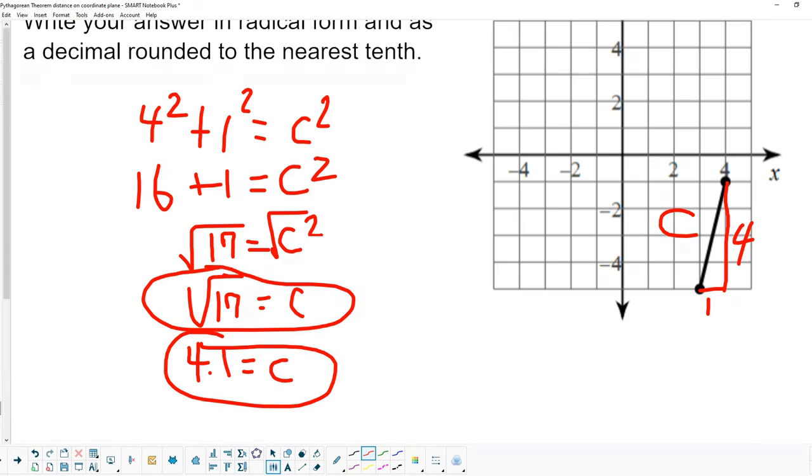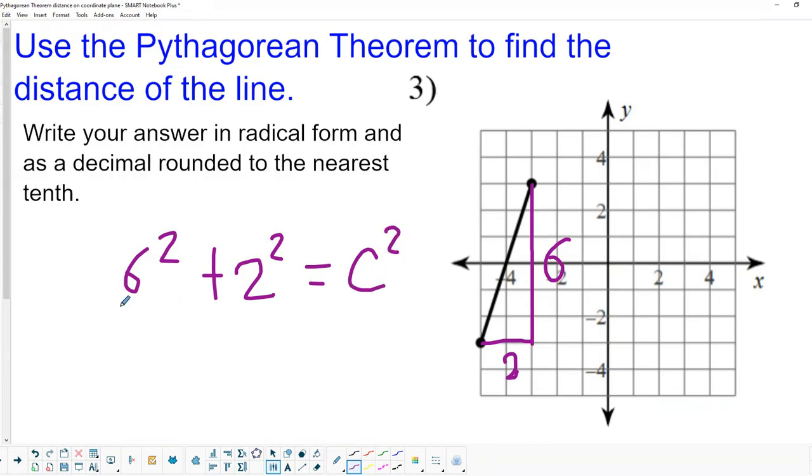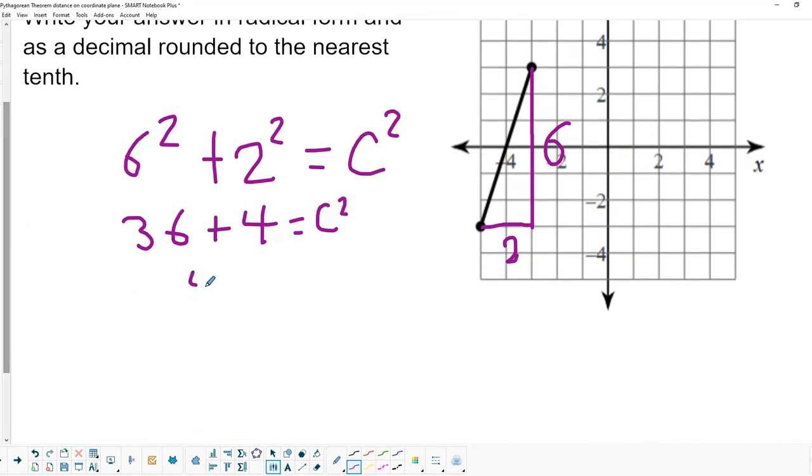Okay, keep it working. On our next one, we've got a base of 2 and a side length going up and down like this: 1, 2, 3, 4, 5, 6, so that's 6. So a squared would be 6 squared. B squared would be 2 squared. And now all of that added together equals c squared. So we know that 6 squared is 36. B squared, or 2 squared, is 4. And all of that equals c squared. And 36 plus 4 is 40.